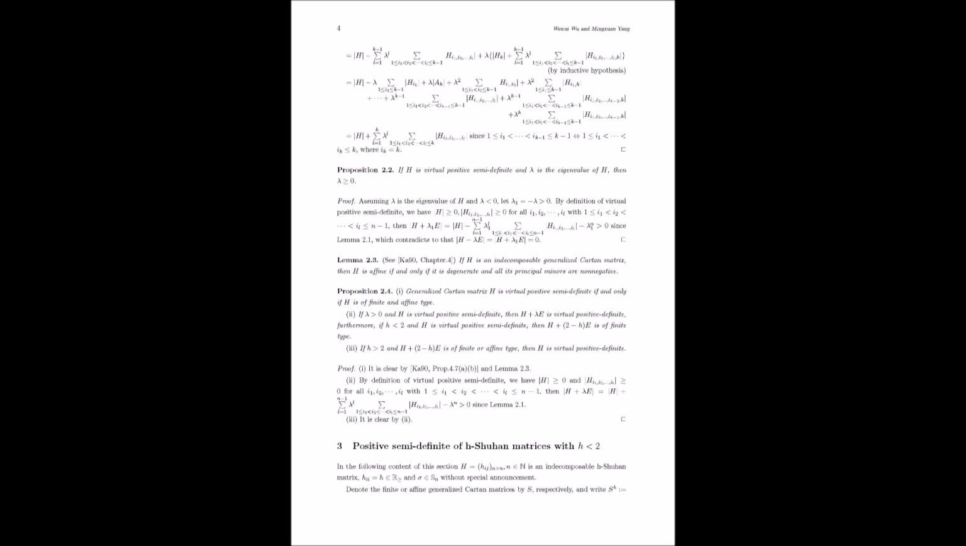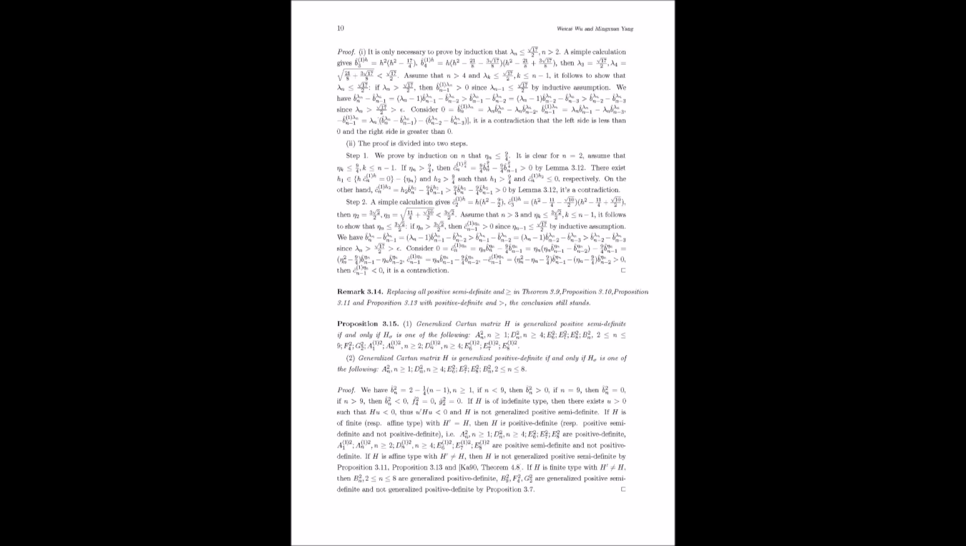So we're using the cyclical nature of trig functions to analyze the behavior of these matrices within that specific range. Exactly. And they introduce several specific matrices, like A sub n, B sub n, D sub n, and so on, whose properties, especially their determinants, can be elegantly expressed using trigonometric functions when h is less than 2. They help us establish conditions for when a given h-Shuhan matrix is positive semi-definite, which in turn tells us about the corresponding generalized Cartan matrix.